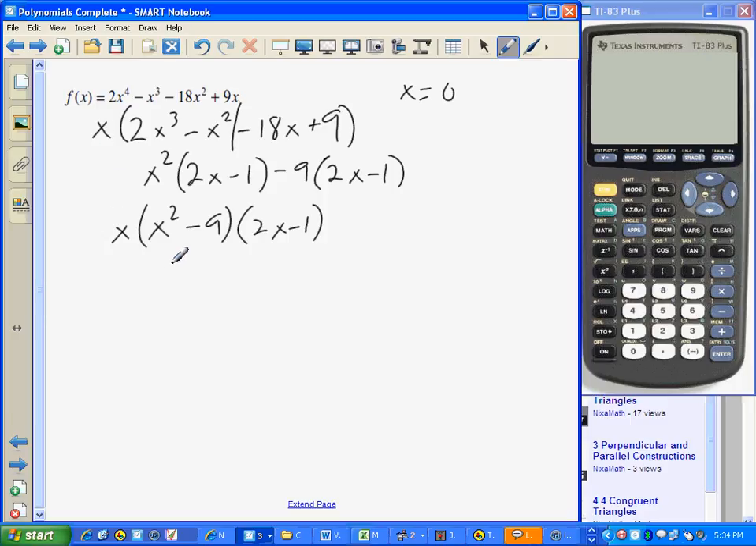This x is coming from there. So now my factors are going to be 0. This is going to give me 1/2 as a root. This is going to give me plus or minus 3. So now I've got 1, 2, 3, 4, all 4 zeros. So that one was pretty easy. Let's try another one here.